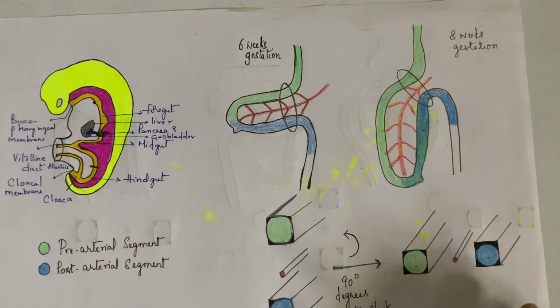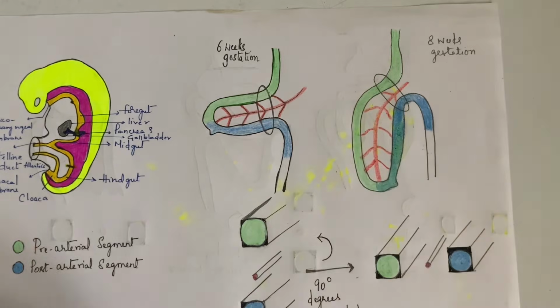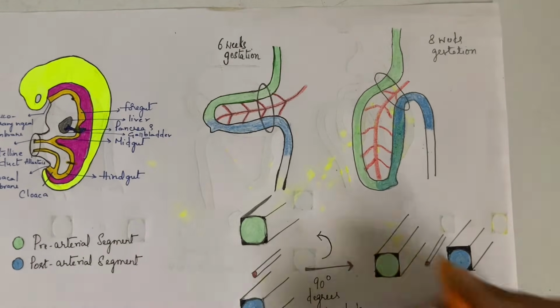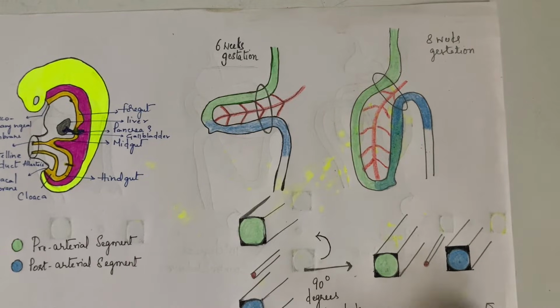So next what happens? We have the rotation, first rotation. There are three 90-degree rotations. The 90-degree rotations are counterclockwise. So total is 270-degree rotation. So now we'll discuss the first 90-degree rotation.